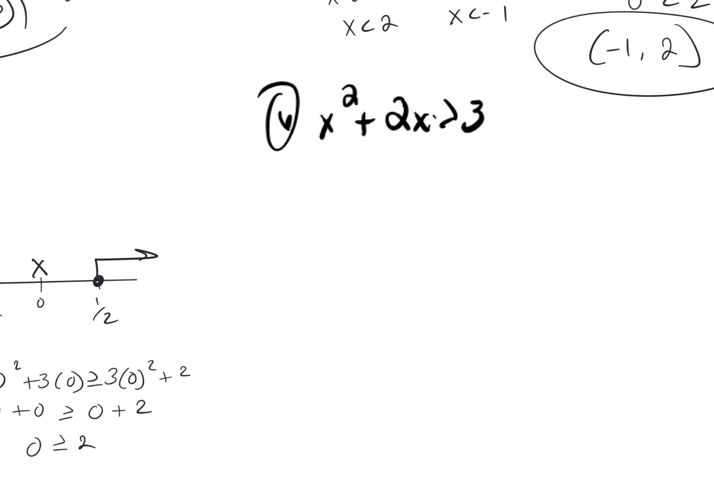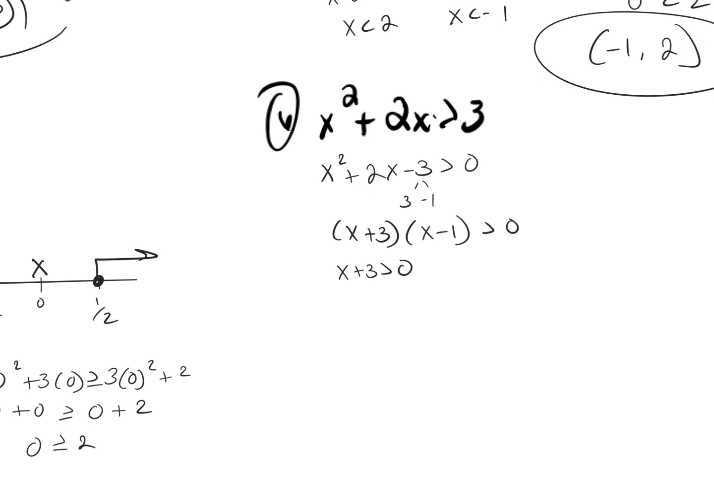Then for 6, I'm going to go ahead and move the 3 over to get x squared plus 2x minus 3 is greater than 0. Factors of negative 3 that add up to 2 are 3 and negative 1. So we're going to get x plus 3, x minus 1 is greater than 0. So we get x plus 3 is greater than 0, x minus 1 is greater than 0. So we get x is greater than negative 3, x is greater than 1.